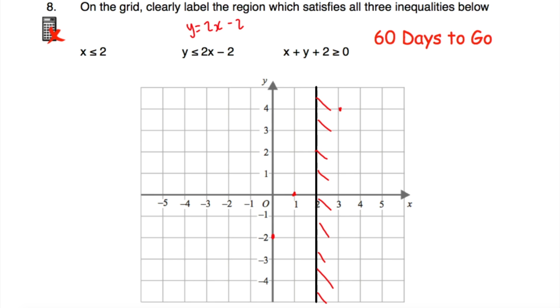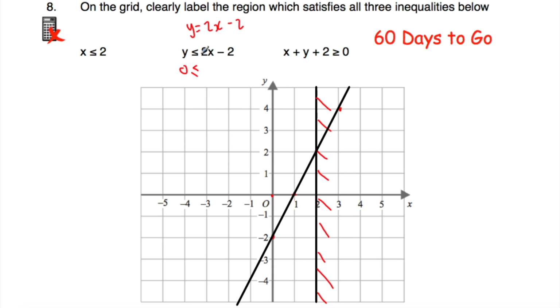And now let's get a ruler and pencil and draw a nice straight line through those points. Okay, so that's the line y equals 2x subtract 2. It crosses the y-axis at -2 and has got a gradient of 2. Now we want to find where y is less than or equal to 2x subtract 2. So I'm going to choose a point that's not on the line, so I'm going to choose the origin, and I'm going to substitute into the inequality and see if it works.